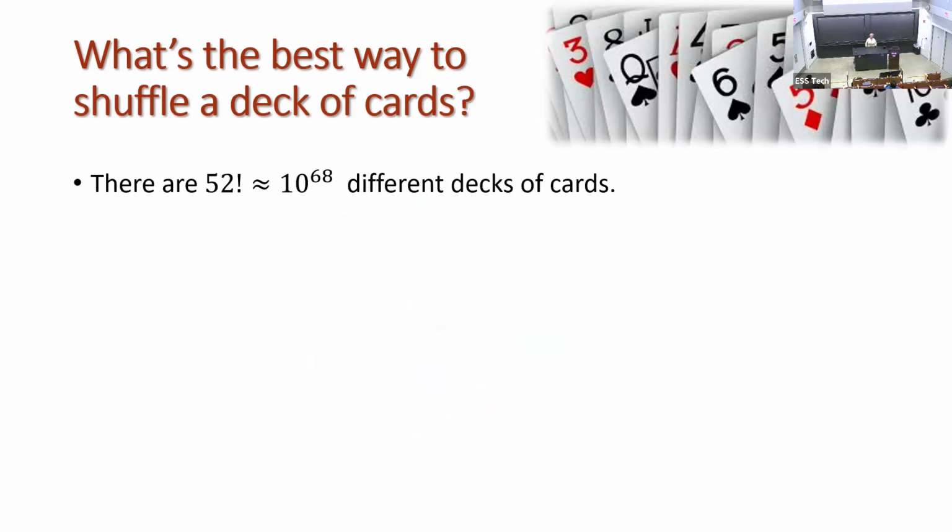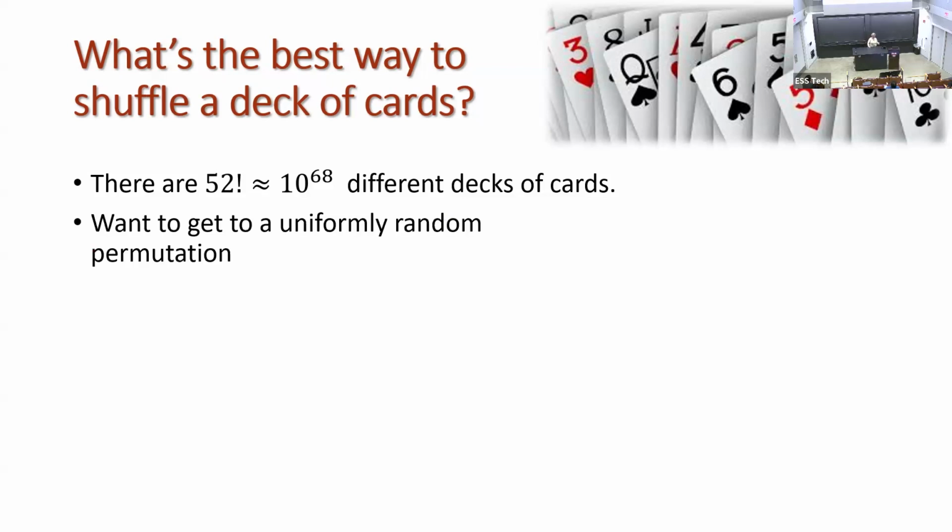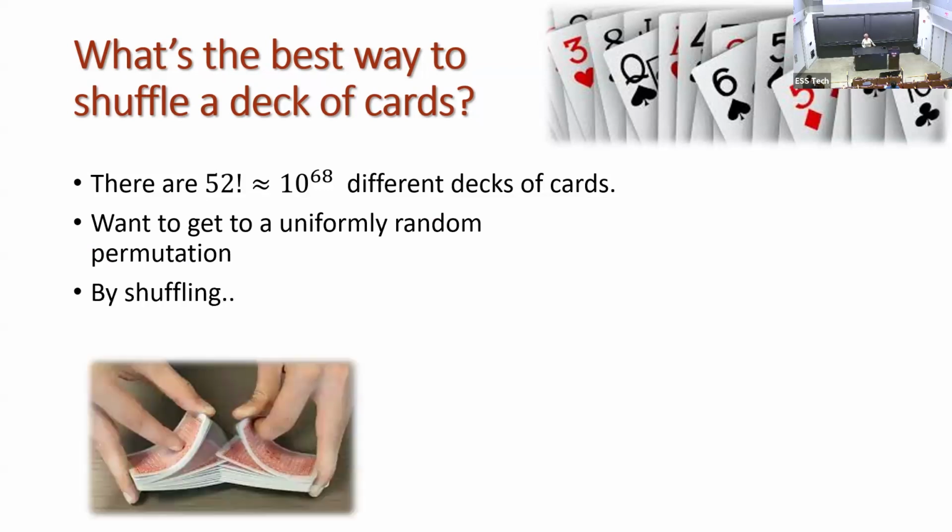Okay, so there's a lot of different ways to order 52 cards. It's really a huge number. My clicker is not so efficient. Okay, so basically what we want here is to get a uniformly random permutation out of the 52 factorial permutations.